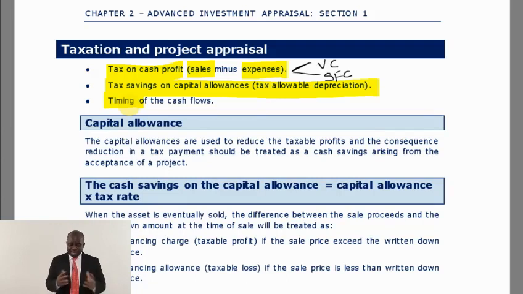So when you read the question and there is tax, you have to be organized and know how to handle it within the investment appraisal situation. That is how the note has been prepared for you. When you see inflation, what are you supposed to do? Check how it will affect your revenue, check how it will affect your cost, check how it will affect your discount factor. If you see tax, check tax on your cash profit, check tax on capital allowance, and check the timing.